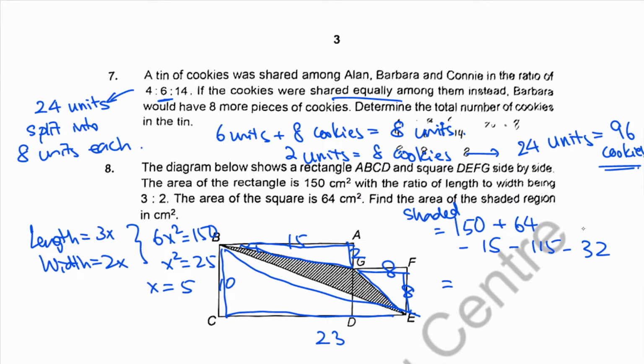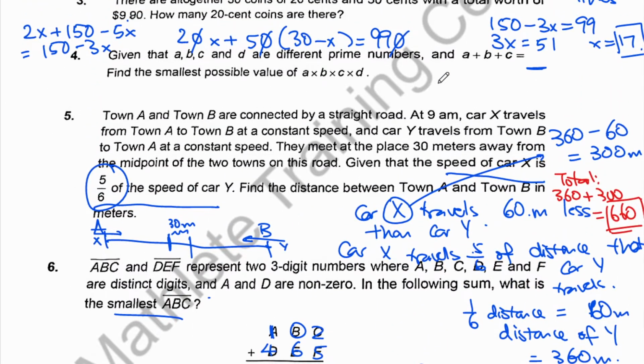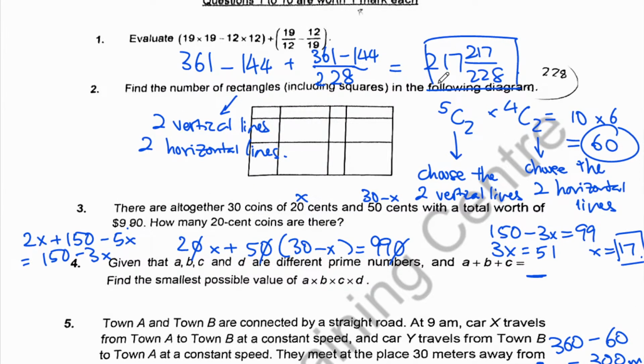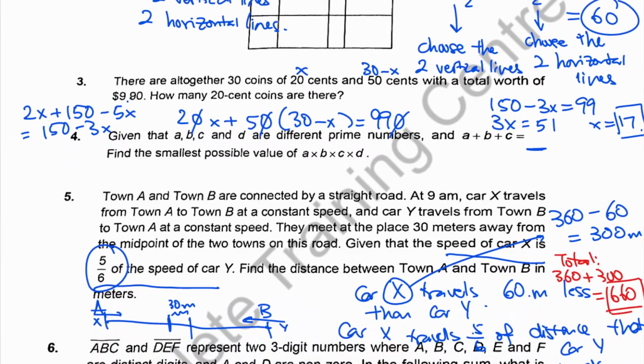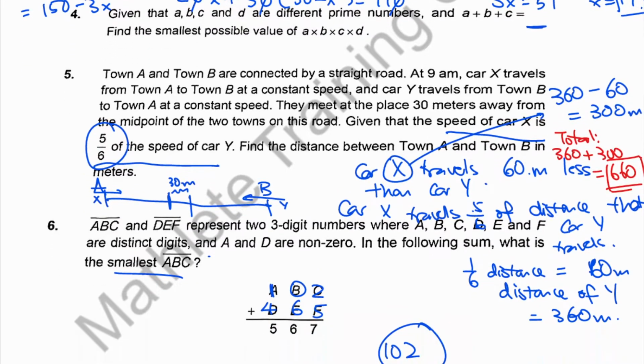So it becomes 150 plus 64 minus 15 minus 115 minus 32, which is 52. Okay, 52 square centimeters. I'll just scroll back up so you can see the working, actually I believe the first page also. So the answer for question 2 was 60, for question 3 was 17, for question 5 it was 660, and for question 6 it was 102.